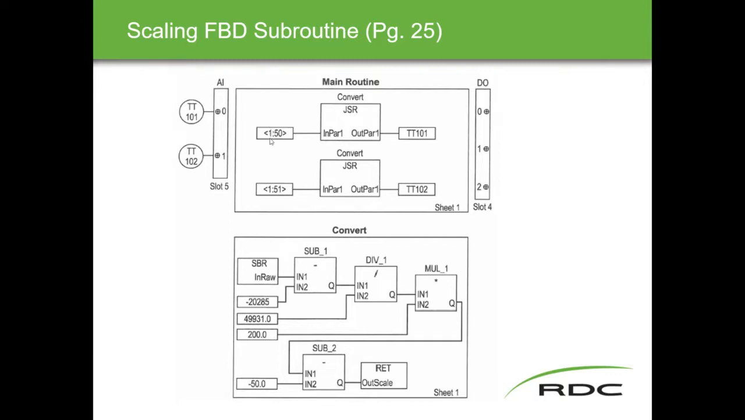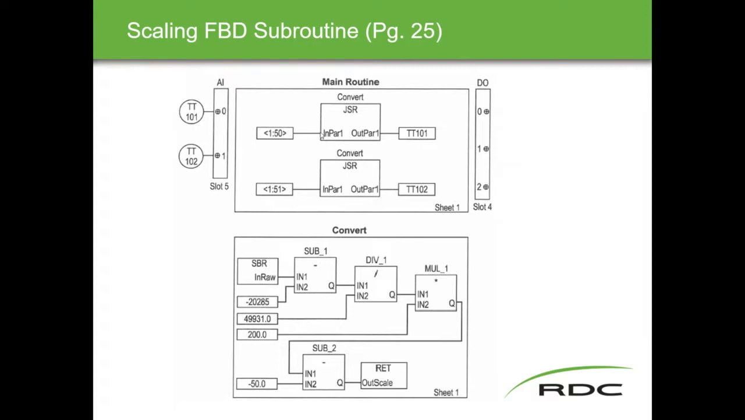So here we're taking input one from slot five, channel zero, so TT101. Here we have input one, slot five, channel one, or TT102, both as our input parameters for a jump to subroutine. We get an input parameter there, a subroutine will get called up, it'll do its map, and it'll return a number here that represents our scaled value for our input of our raw value from our transmitter. Okay, so what is inside the jump to subroutine?